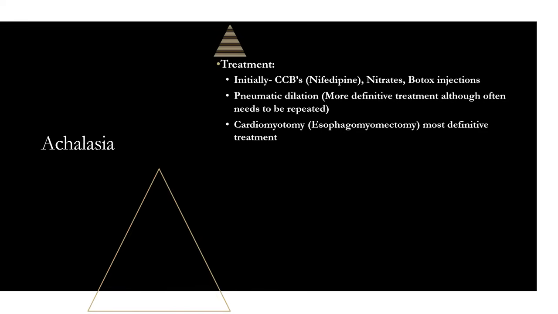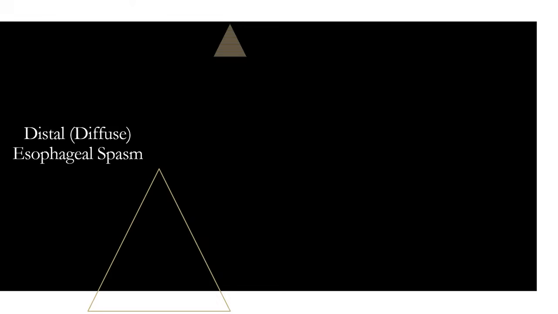So this is going to be your most definitive treatment, but also your most invasive. Normally it's done laparoscopically. This is a procedure where the strength of the lower esophageal muscle fibers is weakened by cutting into the lower esophageal sphincter, breaking the tensile strength of these muscle fibers. So they cut into the muscle fibers and weaken the muscle of the LES. So that's going to be your most definitive treatment. That's going to be a cardiomyotomy.